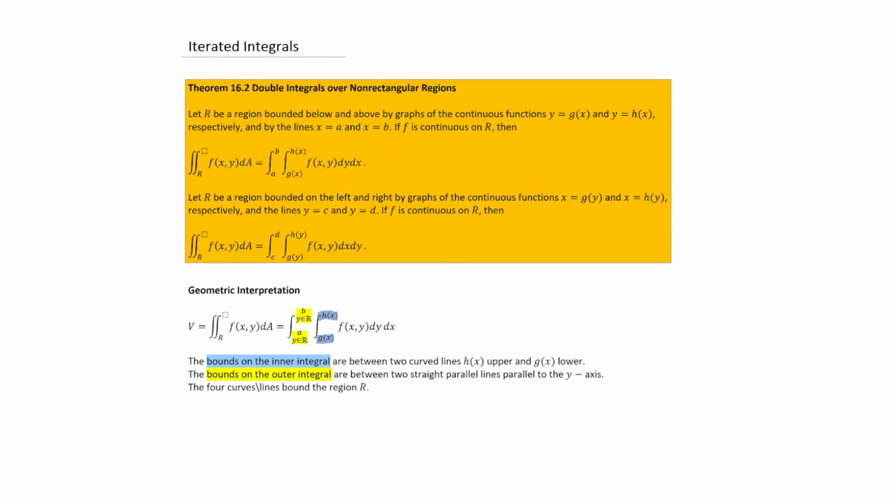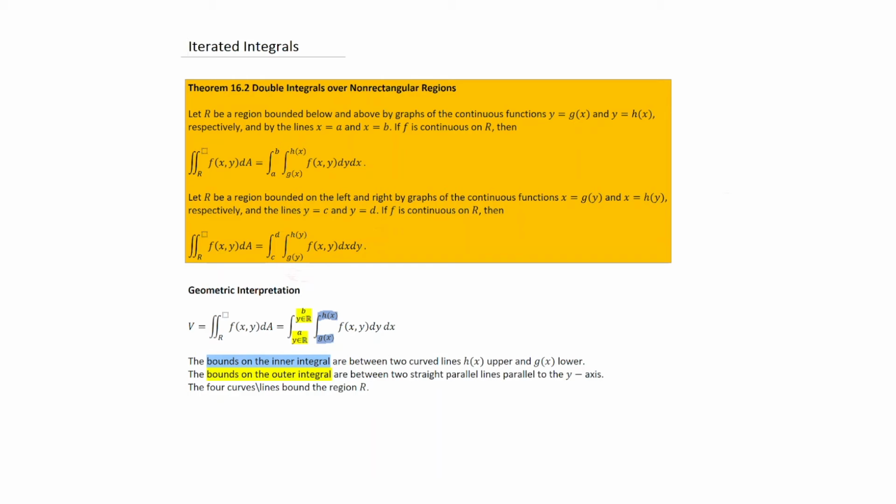On the other hand, we can have the other case where we iterate the integral. So in this case, let R be a region bounded on the left and right by graphs of the continuous functions x = g(y) and x = h(y), respectively, and the lines y = c and y = d. Again, if f is continuous in R, then with the order of integration reversed, we now have this dx linking with this and this dy linking with this. So in this case, x is a function of y. Again, this value should be larger than this, and this should be larger than this.